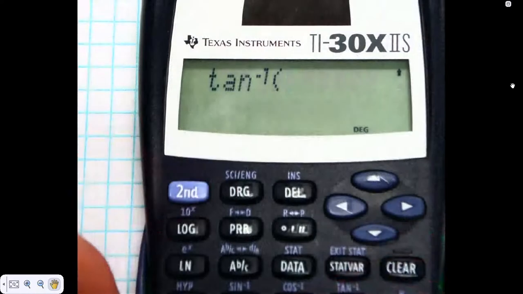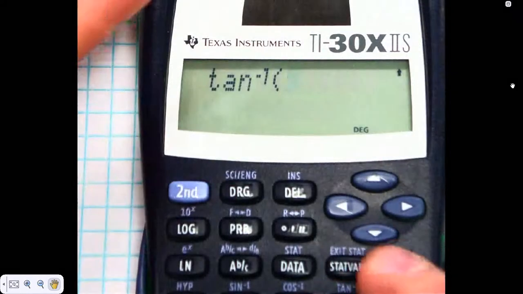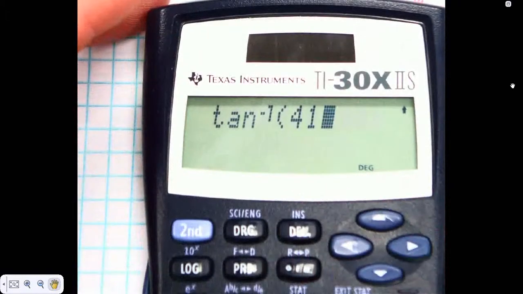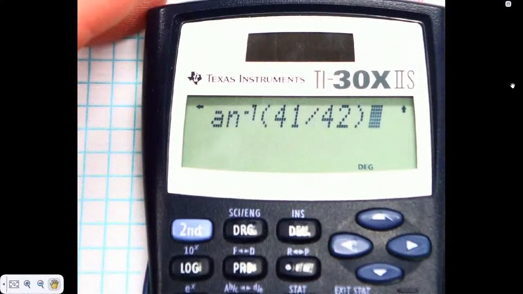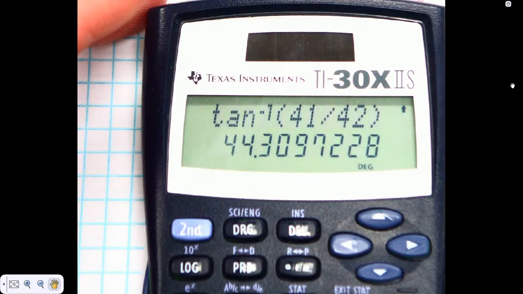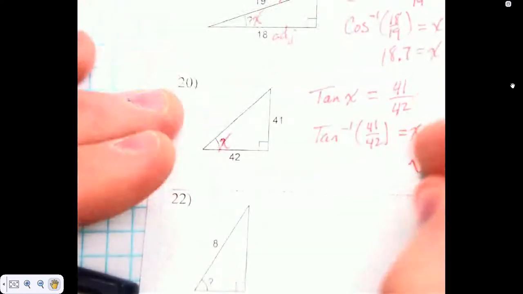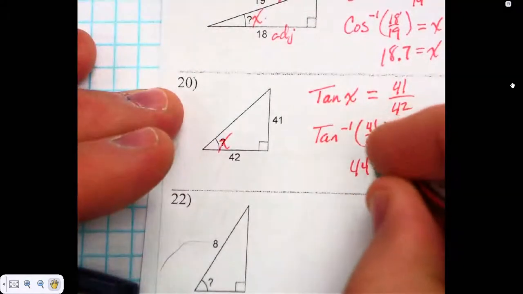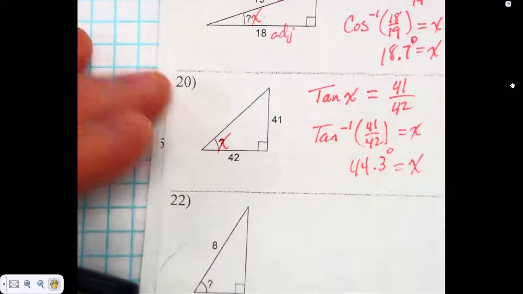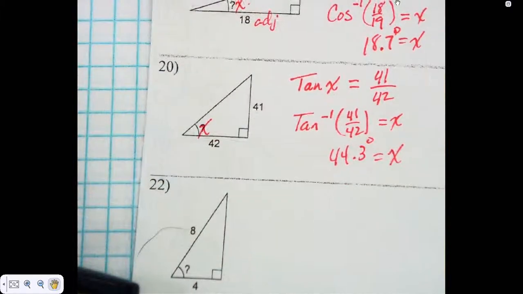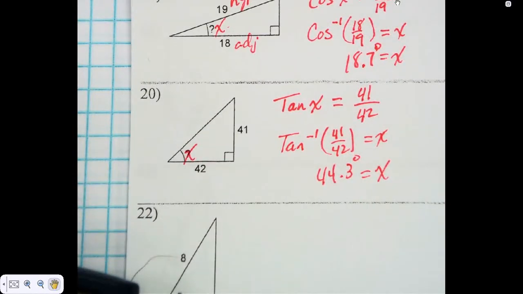Inverse tangent. Is it 41 over 42? Close that parentheses. 44.3, approximately 44.3 degrees. That's not so terrible, is it?